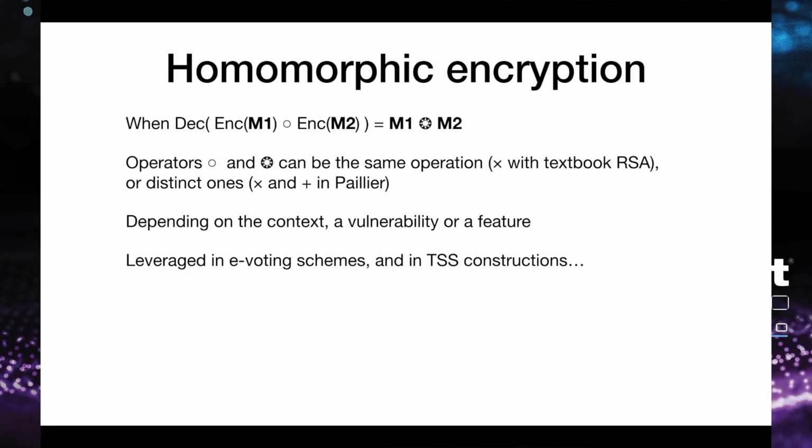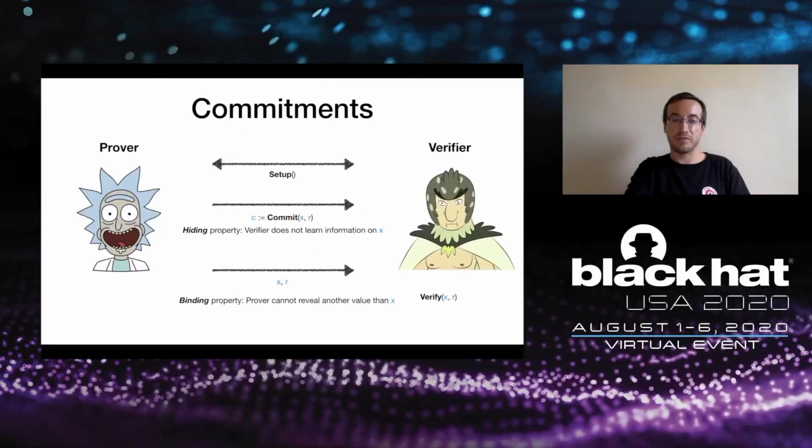So if you consider textbook RSA, which is quite insecure, but which happens to be homomorphic with respect to multiplication, then you multiply two ciphertexts, and what you obtain is a valid ciphertext of the product of the two plaintexts. But in Paillier encryption, it's slightly different because you have multiplication on the one hand and addition on the other hand, which is a very interesting feature in many cases. So homomorphic encryption is also used in e-voting to combine ballots of voters, and it's also used in some TSS constructions.